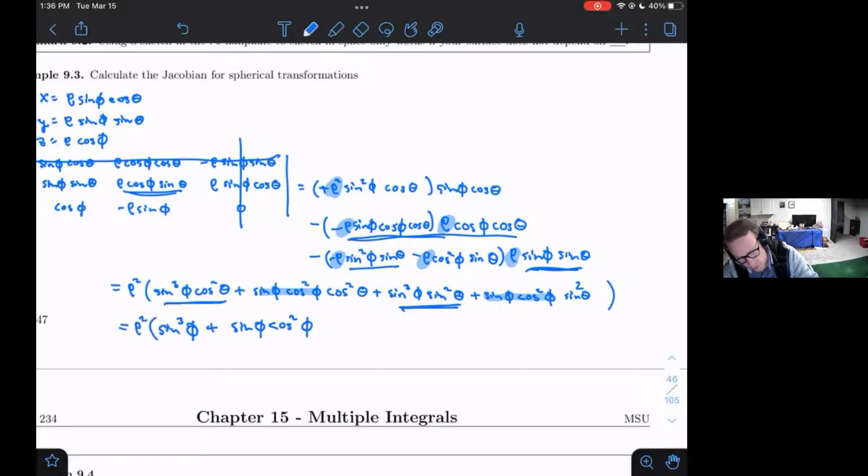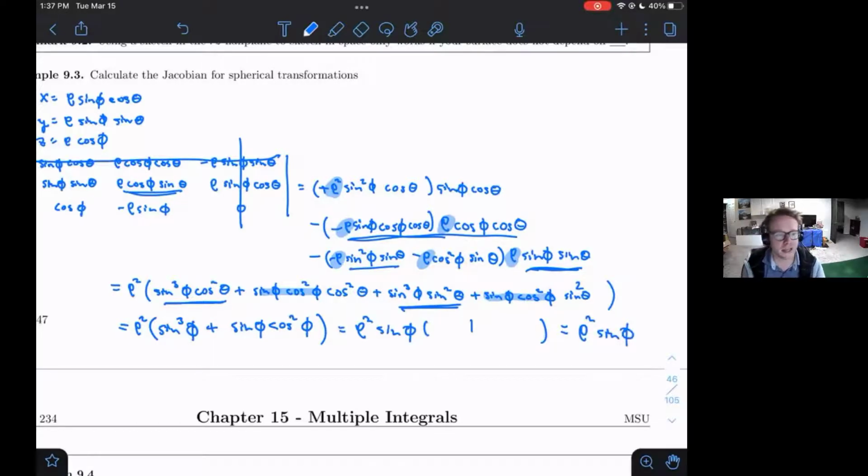We still have our rho squared to multiply by all of this. And lastly, if we go ahead and factor out a sine of phi here, so rho squared sine of phi, what we're going to be left over with is sine squared phi plus cosine squared phi. And of course, this is going to be equal to 1. So after all is said and done, I know it's a bit complicated, we get rho squared sine phi.